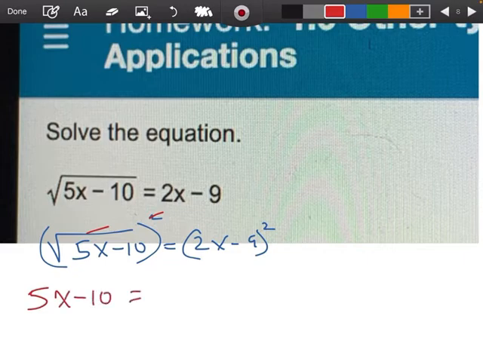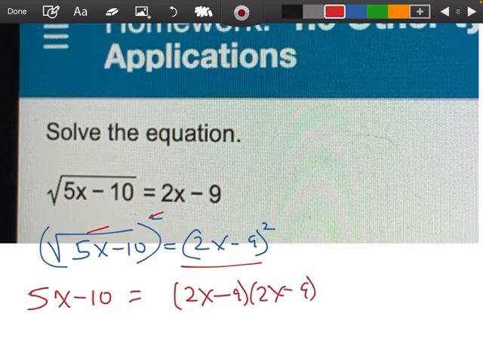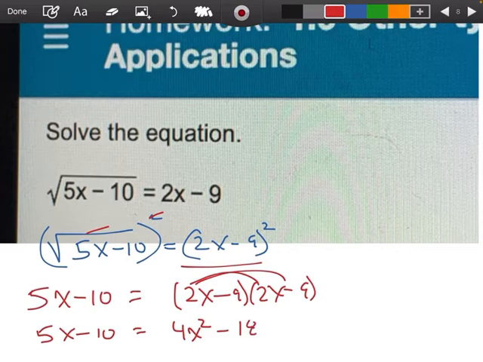That's going to leave me with a 5x minus 10. Now here, there's no shortcut to doing this part, y'all. I've got to write it out twice because that's what it means to square something. And so now we're going to go ahead and multiply. That's a 4x squared. That's a minus 18x. Negative 9 times 2x is another negative 18x. And negative 9 and negative 9 is a positive 81.